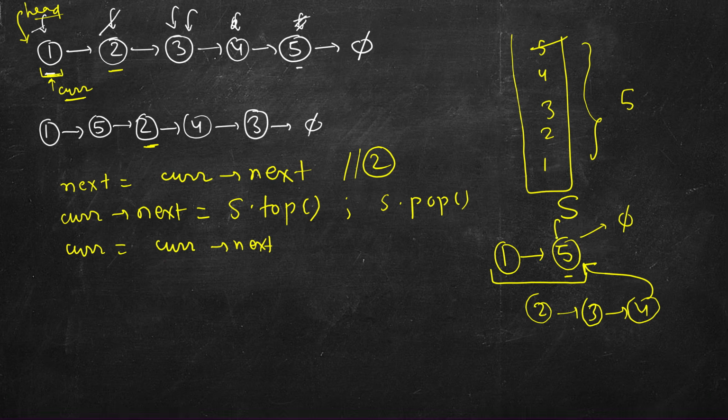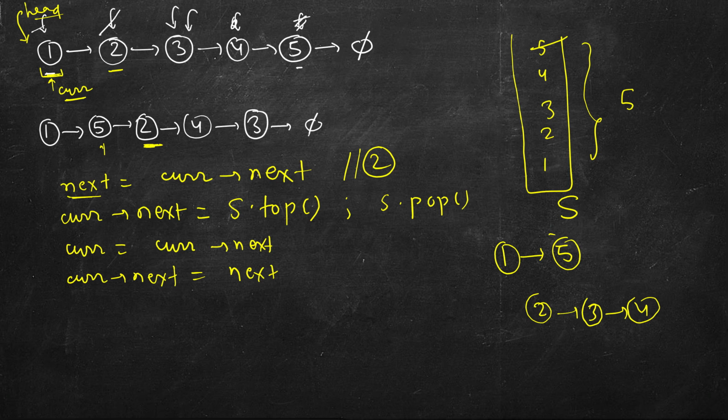So current now comes to 5. Then 5's next should be 2, and 2 we had saved in the next variable. So current is at 5, and current next is equal to next, and next was 2. So what is the state now? Let me redraw it. So 5's next is 2, and current is still at 5. So what we can do, current equal to current next. So now current comes at 2, and let me remove 2 from here.